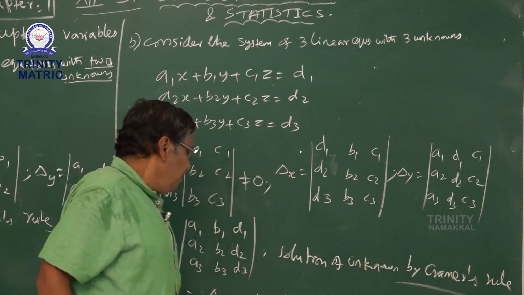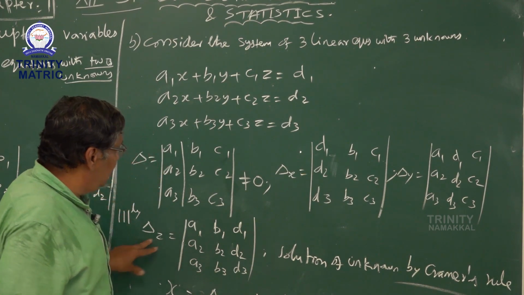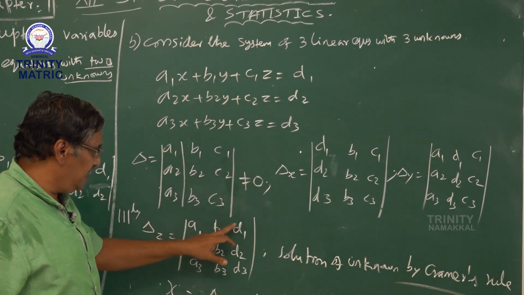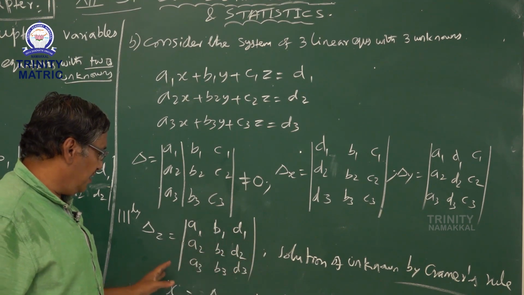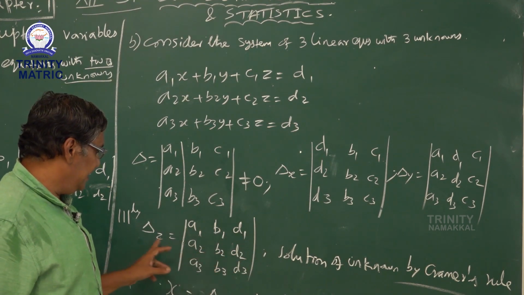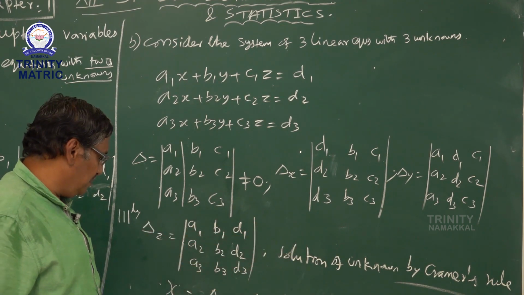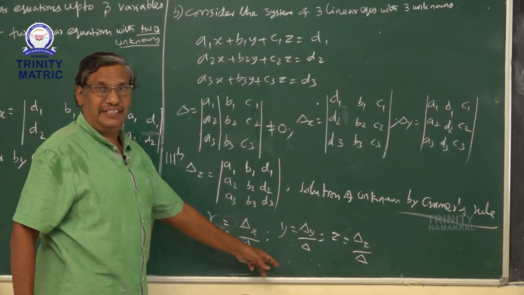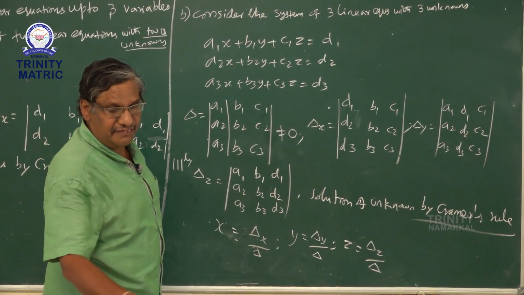Likewise, for del z, you have to remove the coefficients of z. For c1, c2, c3, you put d1, d2, d3, keeping a1, a2, a3, b1, b2, b3. Then you find the value of del z. Then the solution by Cramer's rule is x is equal to del x by del, y is equal to del y by del, z is equal to del z by del. These sums are very easy.